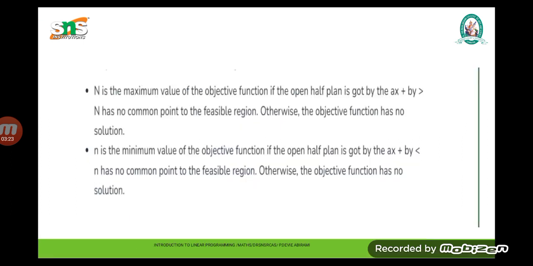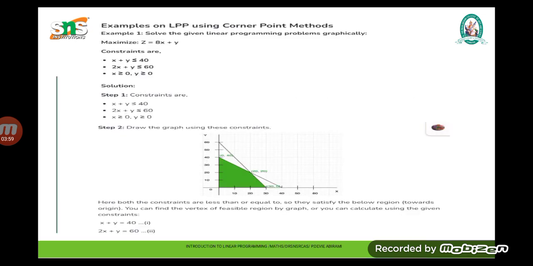If it is unbounded, then M is the maximum value of the objective function if the open half plane given by ax plus by greater than M has no common point with the feasible region. Otherwise, the objective function has no solution. When m is the minimum, the open half plane ax plus by less than m should have no common point with the feasible region. Otherwise, the objective function has no solution. When it is an unbounded case, we cannot always find a solution for that graph.